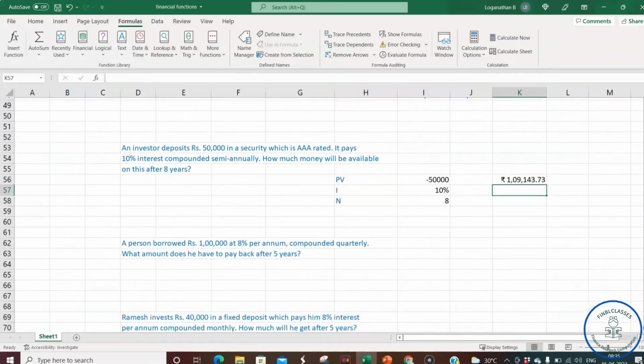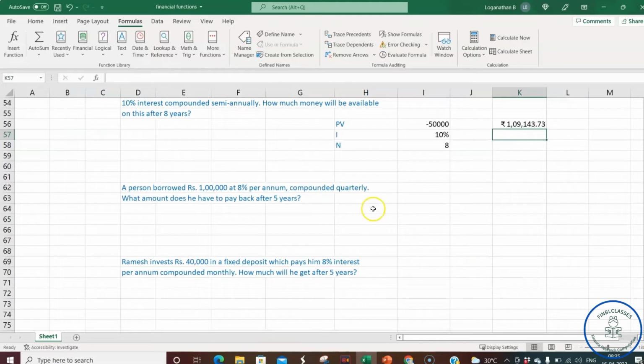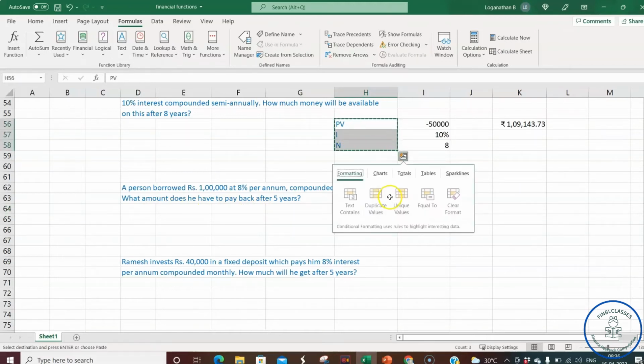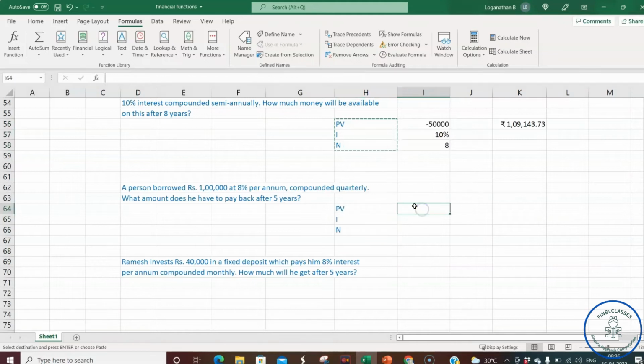Then coming to the third example, a person borrowed rupees 1 lakh at 8% per annum, which is compounded quarterly. What amount does he have to pay back after 5 years? So in this case, copy it and paste here. What are the values over here? The present value that they have given is 1 lakh. The person borrowed 1 lakh today, so the amount is 1 lakh.